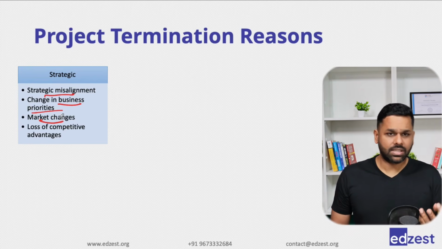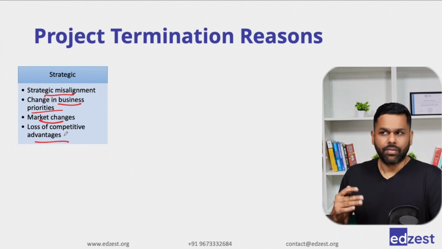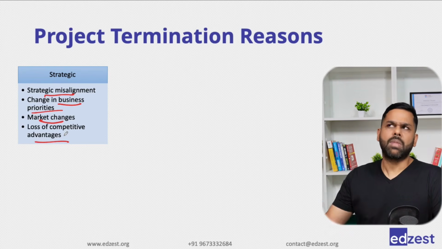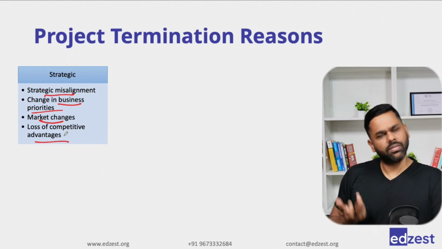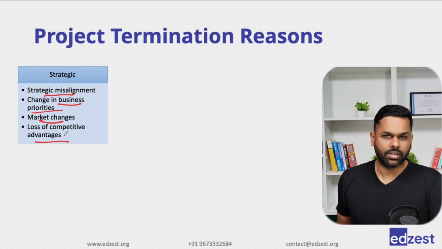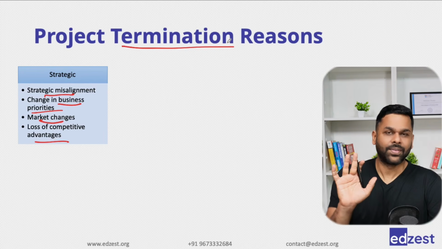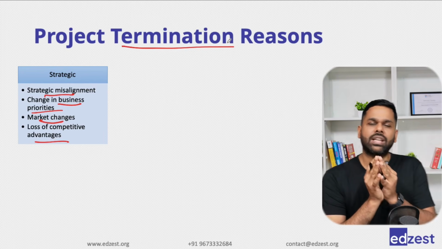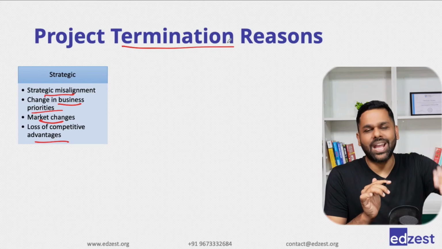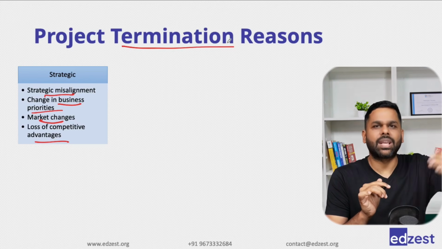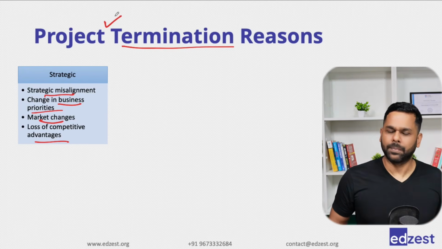Market changes, as we were discussing right now. Loss of competitive advantage. We are doing a product, but our competitor has got something much, much better. So even if we go into the market with this product, it will not sell. We can take a decision to scrap it, to terminate it. Termination itself is not a failure. There are many strategic decisions which help us terminate the project rather than spending more time and more money on it and making it even worse. It's a strategic decision, but it can be taken.